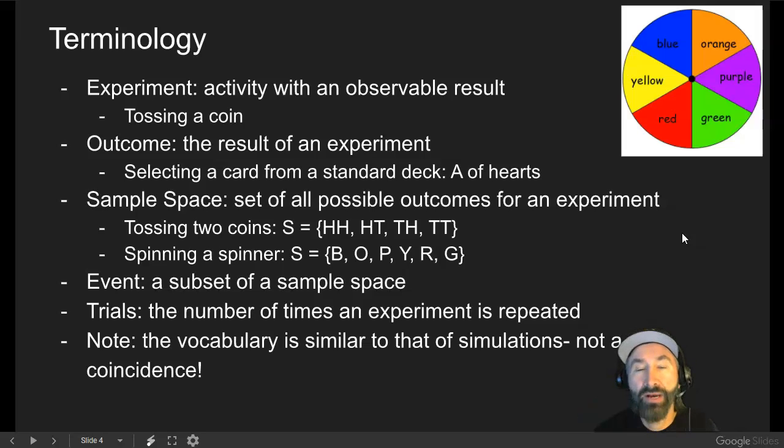Note, I want to point out something. The vocabulary we are using about things like trials is similar to what we used when we talked about simulations, and that's not just a coincidence. All that stuff we did on simulations will be useful to us when we're studying probability. In fact, I got to be honest with you. Probability can be pretty complicated, or at least it can be complex. And sometimes having the ability to simulate something is the easier way to get the answer.